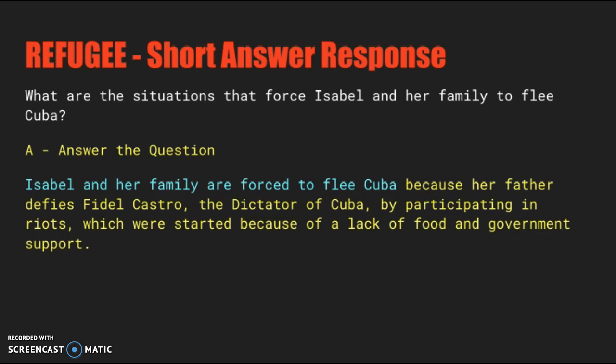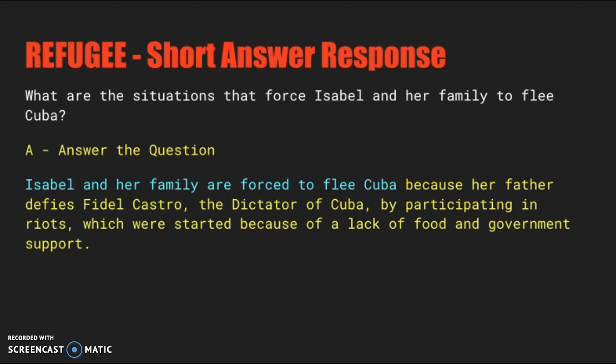The next part is a very important part of the RACE strategy, and this is where you're answering the question. So notice I didn't start a new sentence because I'm using "because" to conjoin these two parts. So now I'm adding my answer, my explanation.